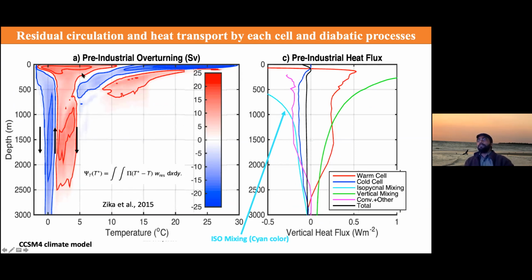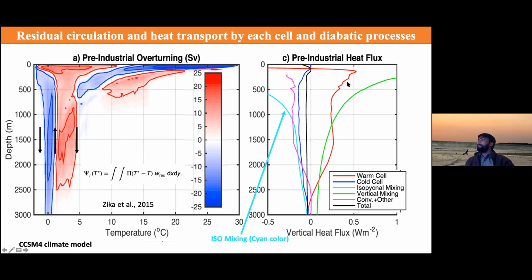As you can see here, the red cell is transporting warm water downward and cold water upward, and this cell is mechanically driven, or wind driven, and is connected with the interhemispheric overturning circulation. And the cold cell, which transports warm water upward and cold water downward, is buoyancy driven, and this cell is connected with Antarctic bottom water circulation. And there are two cells above 500 meters in warmer temperature, which show the tropical and subtropical gyres.